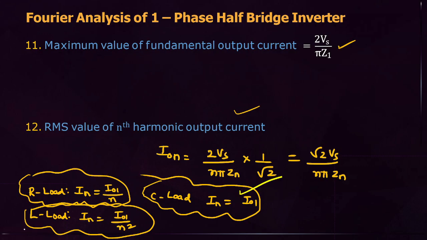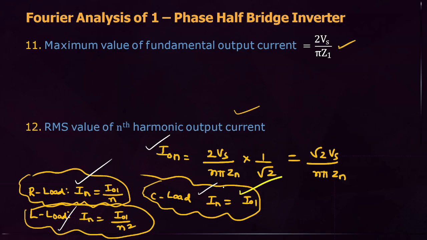For the half bridge inverter, in all the full bridge inverter formulas, replace Vs by Vs/2, or divide all the full bridge inverter formulas by 2. Next, the nth order harmonic current, friends. For a resistive load, the nth order harmonic current equals fundamental current by n. For an inductive load, the nth order harmonic current equals fundamental current by n square.